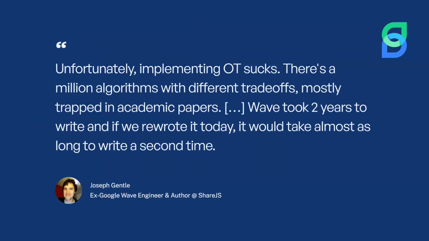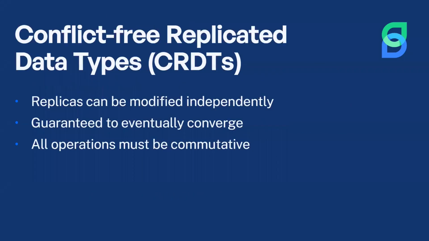And it's this complexity of OT that led researchers to try to find alternatives. One of the most recent developments is conflict-free replicated data types, or CRDTs for short. A CRDT is an abstract data type that is designed to be replicated on multiple clients with the following properties. The first is that any of these replicas can be modified without coordinating with any of the other replicas. And when two replicas receive the same set of updates in any order, they are guaranteed through their mathematical properties to deterministically converge to the same state.